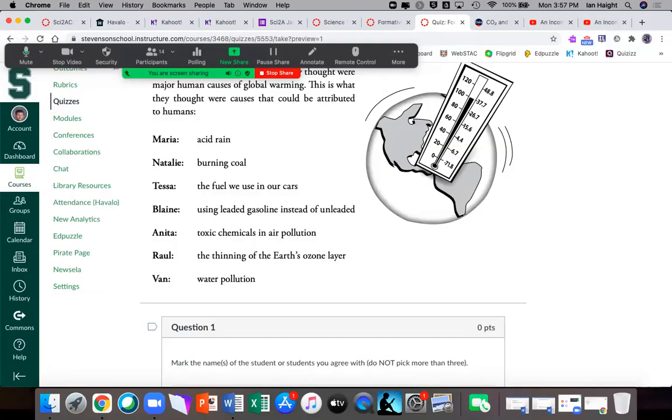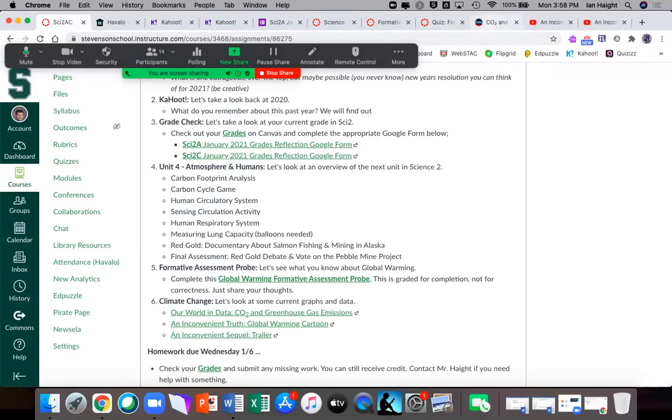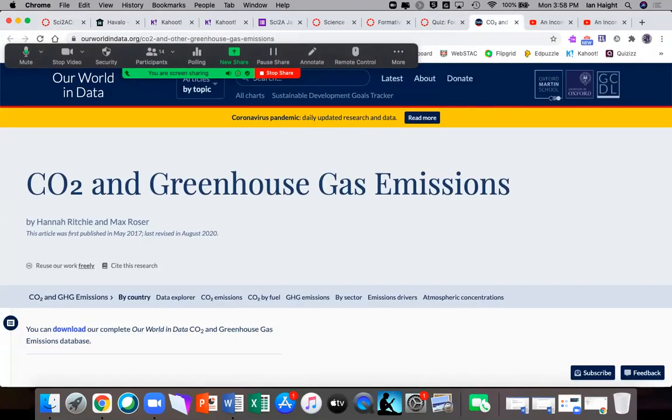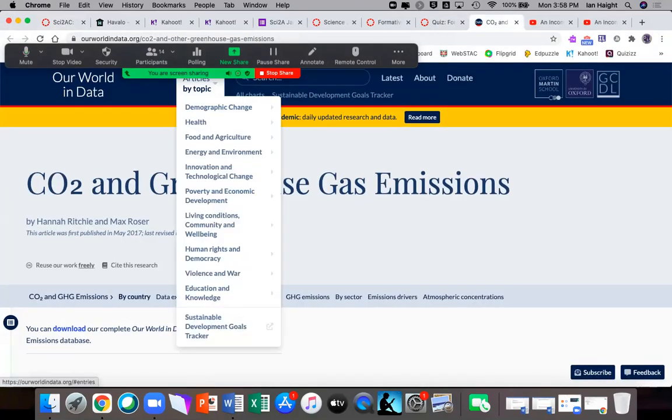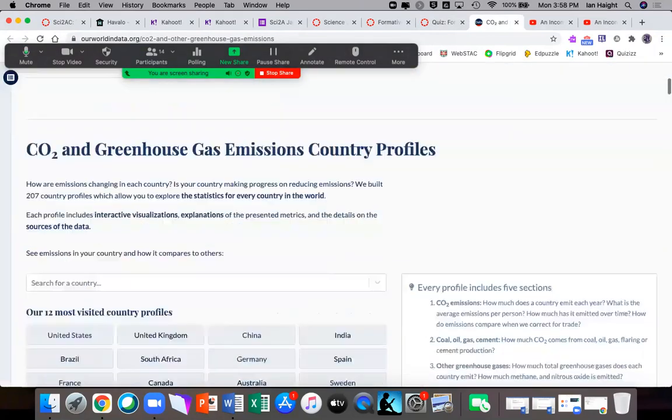All right, then let's take a look at some kind of scary data here. I have a link to this website. This is now step number 6. Our World in Data, if you haven't checked this website out before, is really awesome. They've got data about pretty much everything you can imagine here. But what I want to focus on is the CO2 and greenhouse gas emissions.